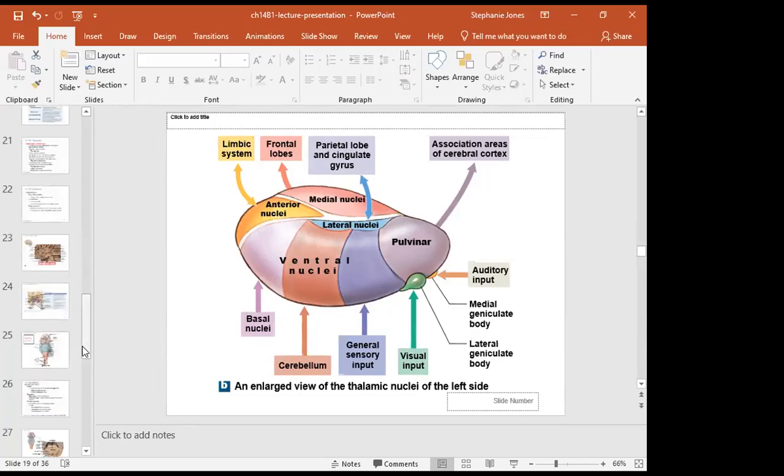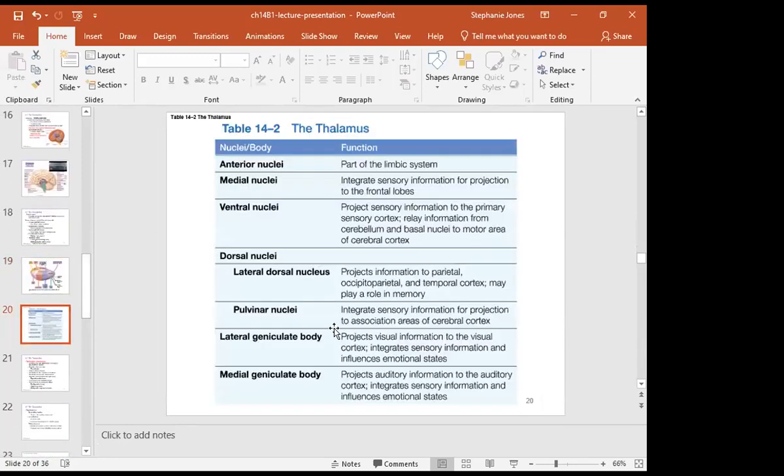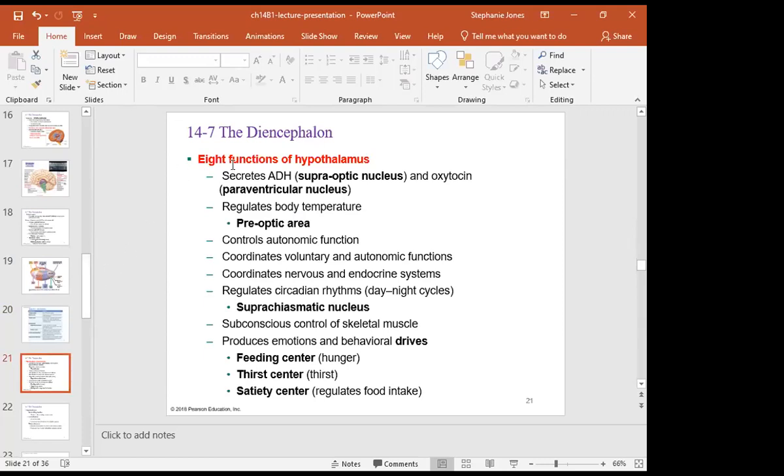If you like charts a little bit better, there's also a chart for you. So either of those three slides you can use, just depending upon your preference and your learning style, but they're all essentially saying the same thing. For the hypothalamus, here's the 8 functions that you're definitely going to want to make sure you remember.